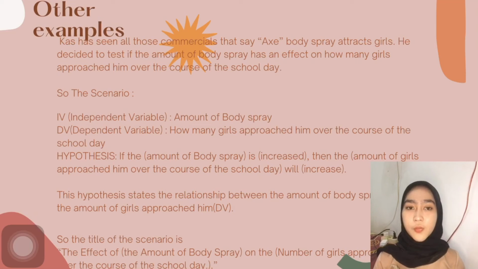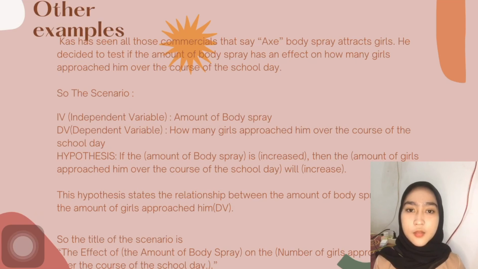So we can see from the scenario, the independent variable is the amount of body spray, and the dependent variable is how many girls approach him over the course of the day. So we can conclude the hypothesis is: if the amount of body spray is increased, then the number of girls who approach him over the course of the school day will increase.